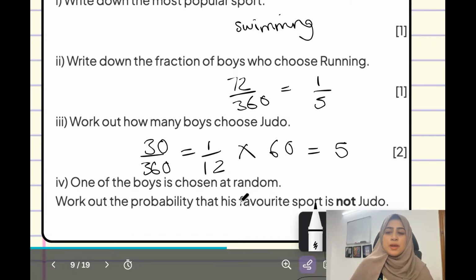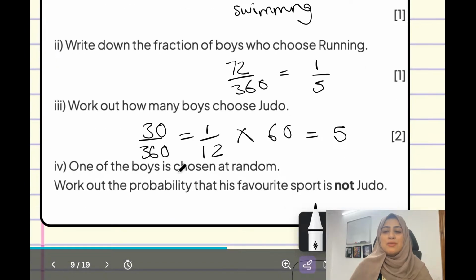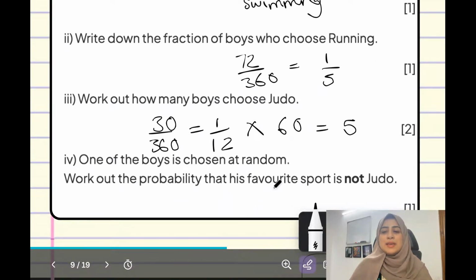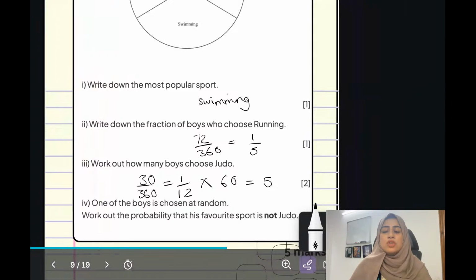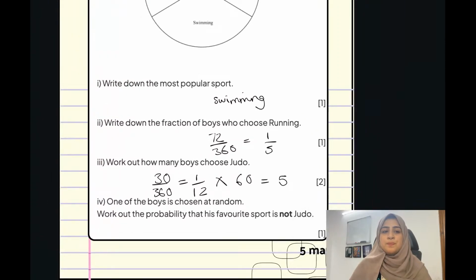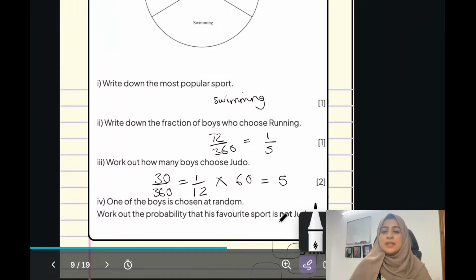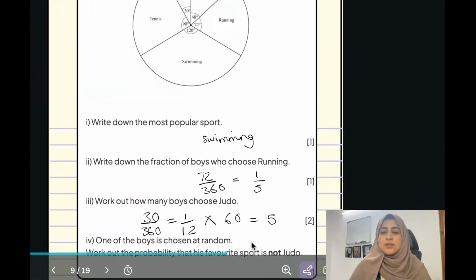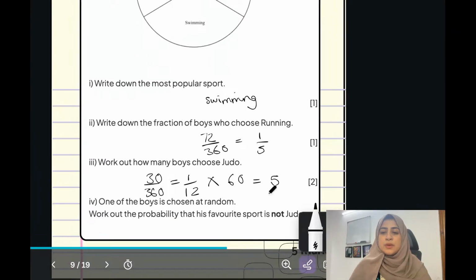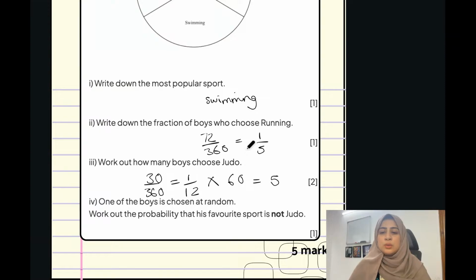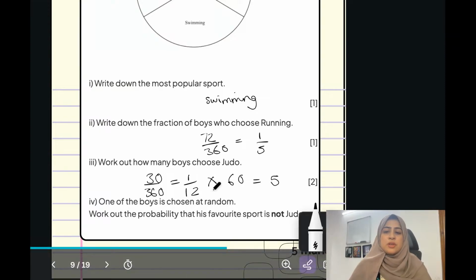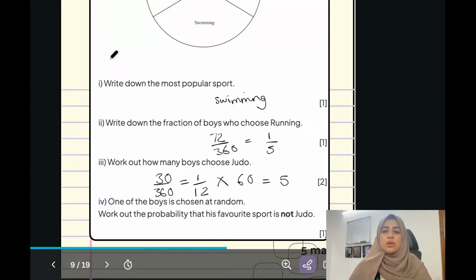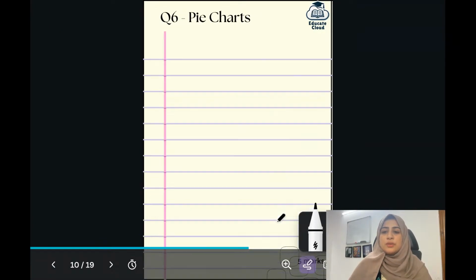Okay, and then the last part, it's saying one of the boys is chosen at random. Work out the probability that his favorite sport is not judo. So it says there's 5 boys who chose judo. So how much out of the 60 is not going to be judo? That's going to be 55 out of 60.